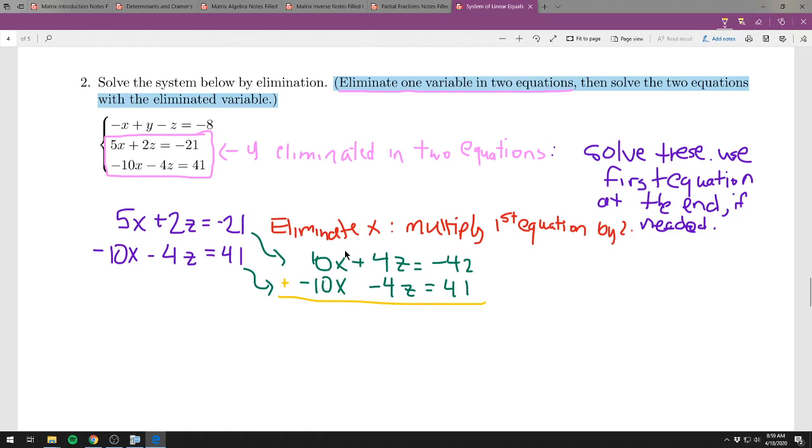But I can eliminate by adding the two equations now. The x's go away and the z's go away, so that is 0. And on the right side, negative 42 plus 41 is negative 1.